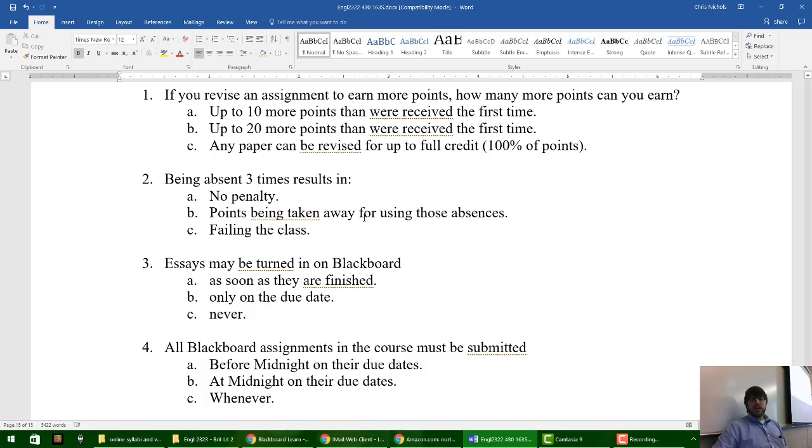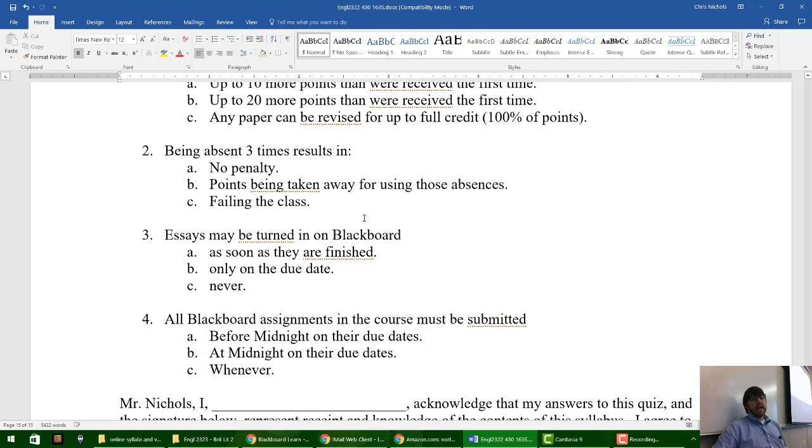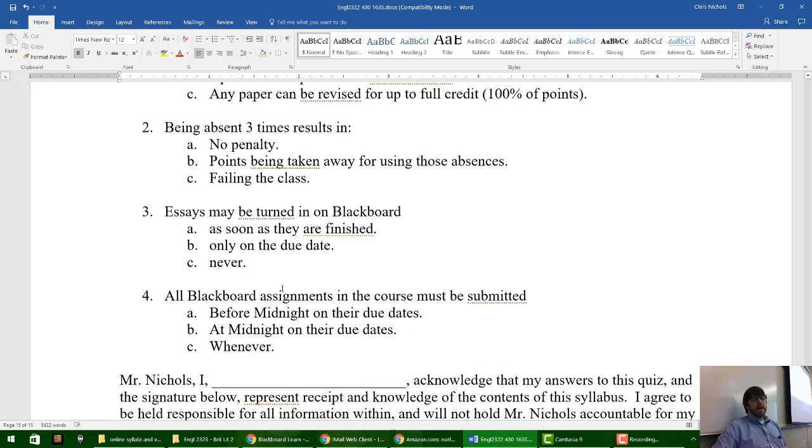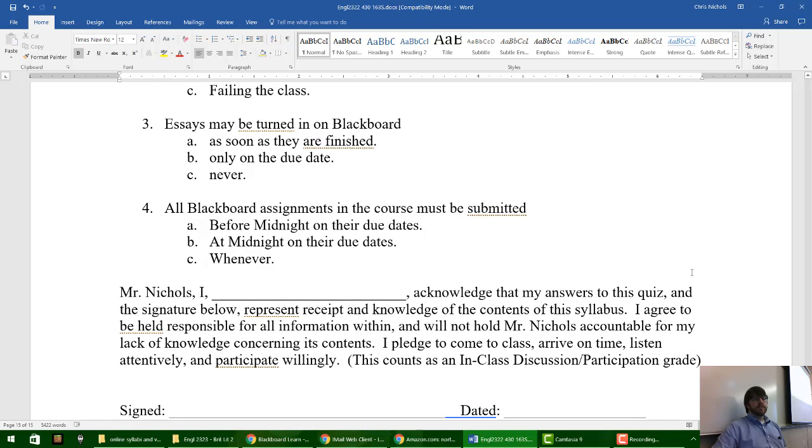If you revise an assignment to earn more points, how many more points can you earn? Up to 10, up to 20, or any? All of the points. C. If you're absent 3 times, that results in no penalty, points being taken away, or failing. Failure. Now, I did say there is flexibility, but you have to be open with me about why you've missed to be flexible. The essays may be turned in on Blackboard as soon as they're finished, only on the due date, or never. Yeah, as soon as you get those essays done, turn them in. Blackboard assignments in the course must be submitted before midnight, at midnight, or whenever. Yes, before midnight on their due dates.